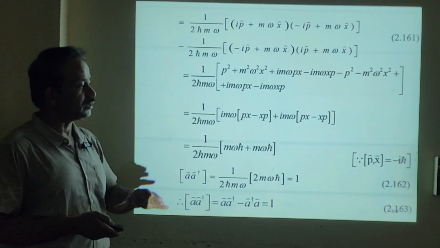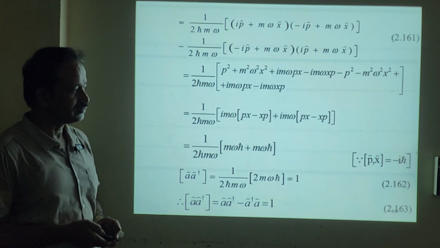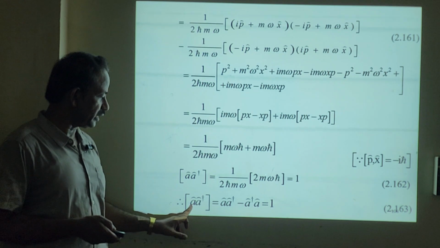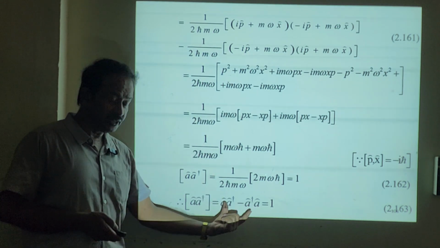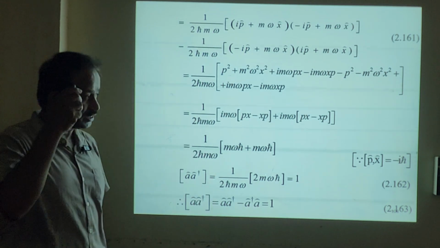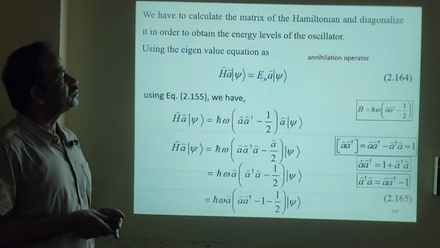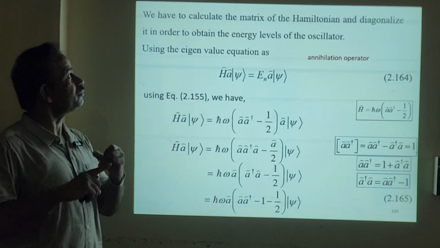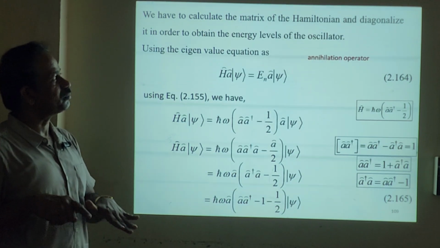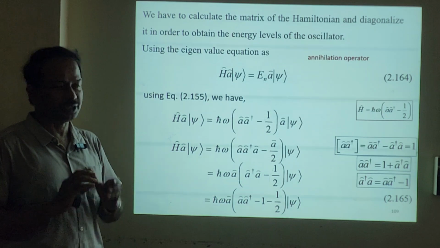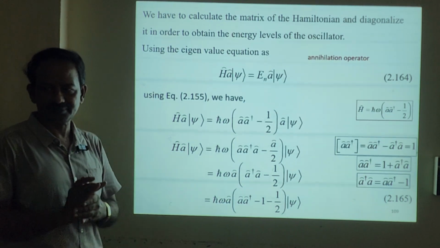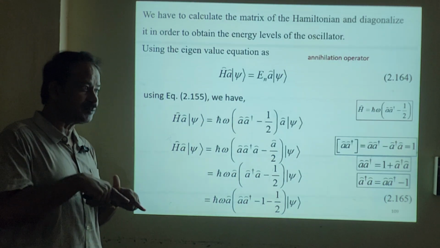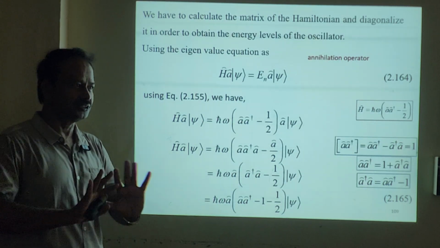Okay, any doubt on the slide, up to equation 2.163? So our answer is 1. We will be using this relation often, so just keep it in your mind. Now we know that we have to calculate the matrix of the Hamiltonian. We are going to diagonalize it in order to obtain the energy eigenvalue. This is the ultimate aim: we are going to find the energy eigenvalue and wave function. And of course, we are using only matrix mechanics. For matrix mechanics, we have to diagonalize to get the energy. So this is the idea.